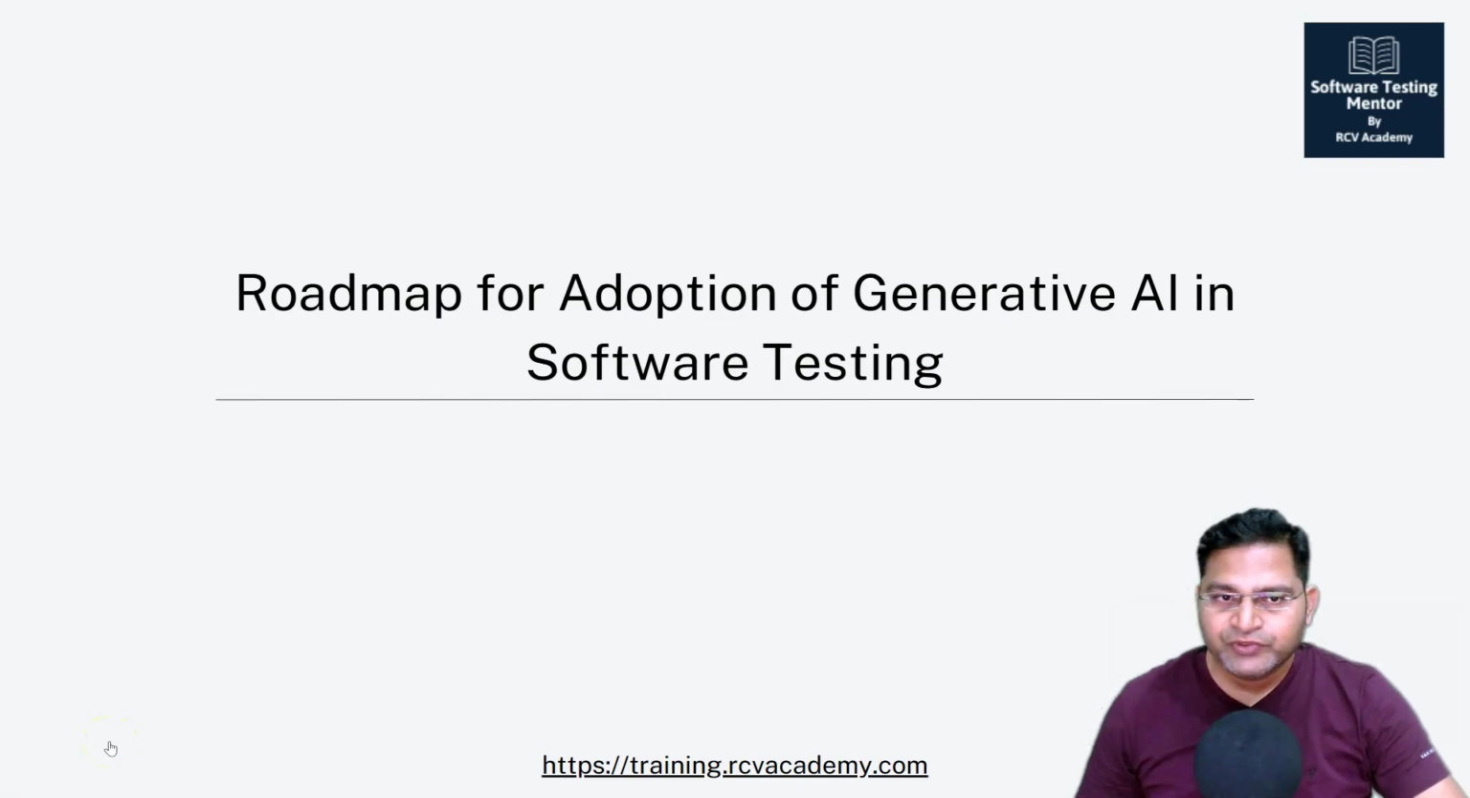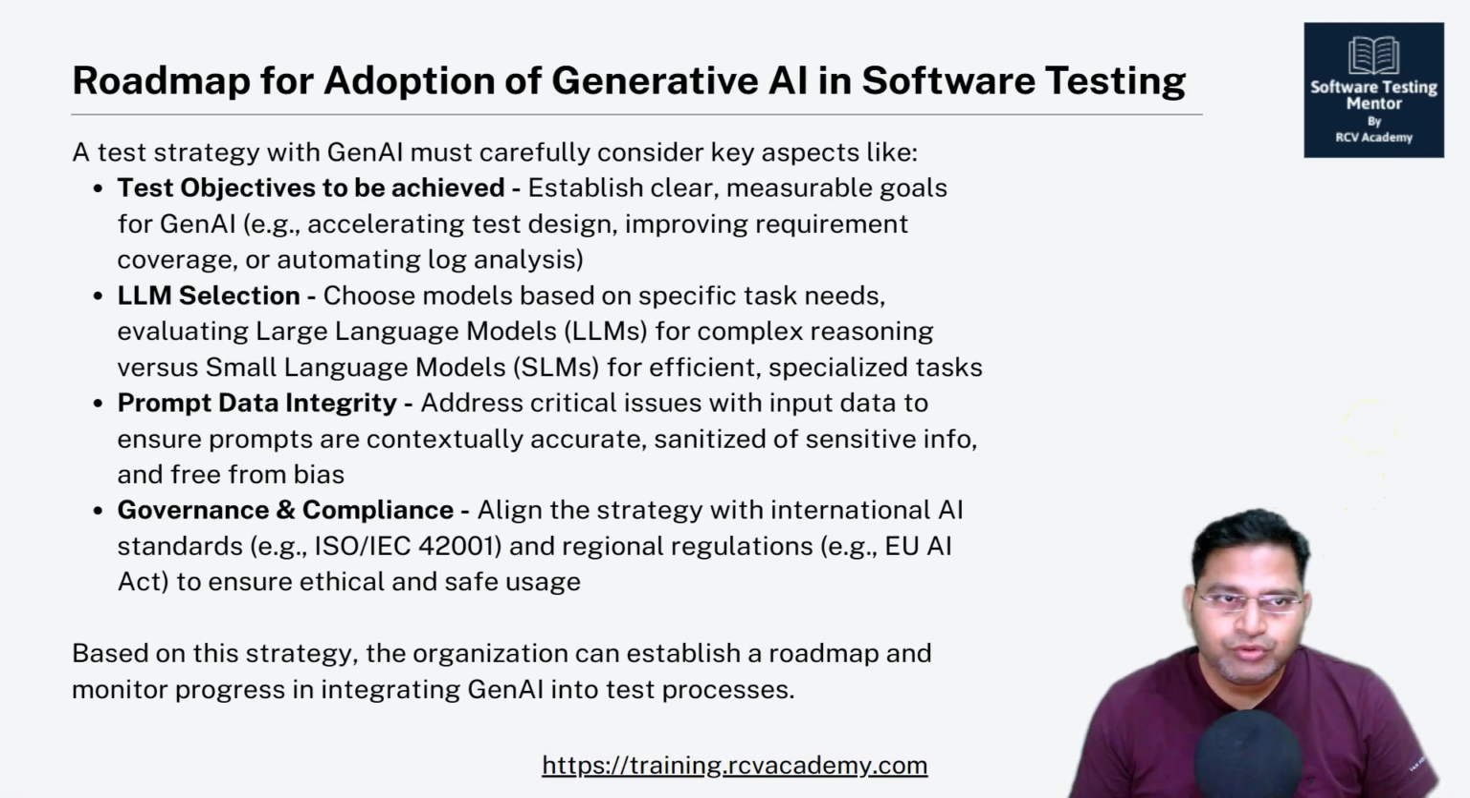Hey everyone, welcome back. So let's understand the roadmap for adoption of generative AI in software testing. Usually if you are trying to adopt generative AI in software testing, the test strategy with GenAI must carefully consider some of these key concepts. First thing is what test objectives you want to achieve. So establishing clear measurable goals for the generative AI, for example, accelerating the test design or improving the requirement coverage or automating log analysis or test case automation. What exactly is the objective of implementing the GenAI?